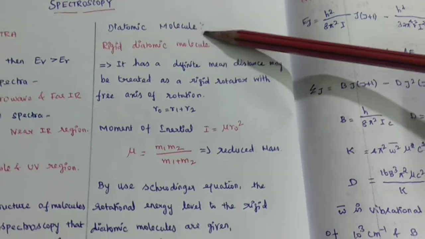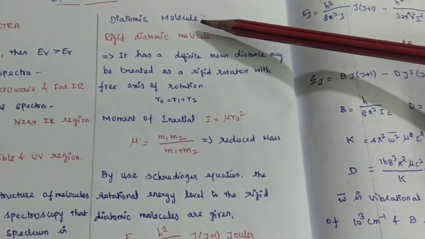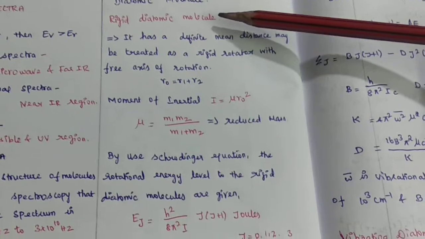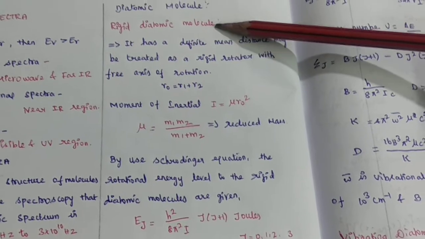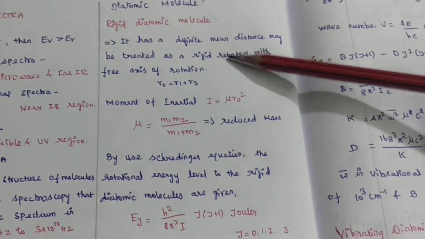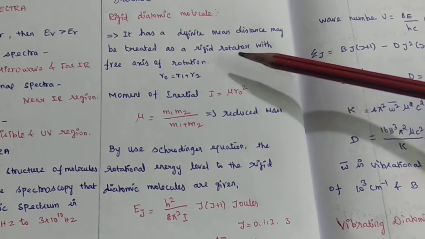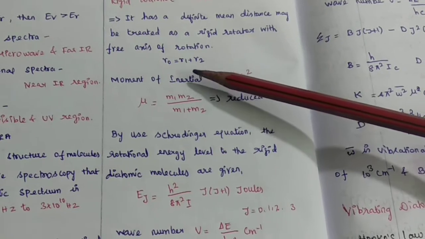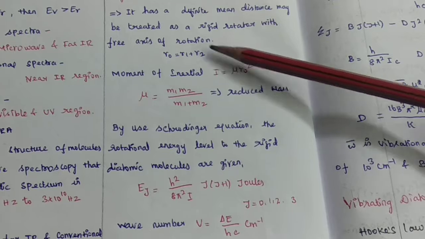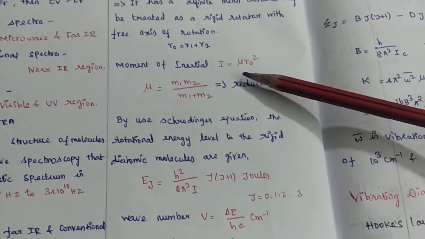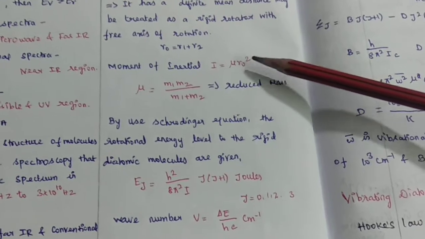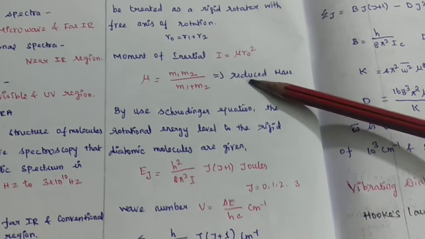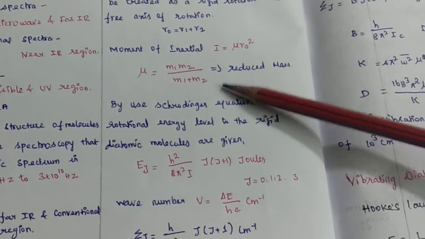So next, diatomic molecules. I already said there are two types of diatomic molecules: rigid diatomic molecules and non-rigid diatomic molecules. In rigid diatomic molecules, it has a definite mean distance. It may be treated as a rigid rotator with a free axis of rotation. It can be written as R0 is equal to R1 plus R2. Then the moment of inertia can be written as I is equal to mu R0 square, where mu is called the reduced mass. They have asked this many times.